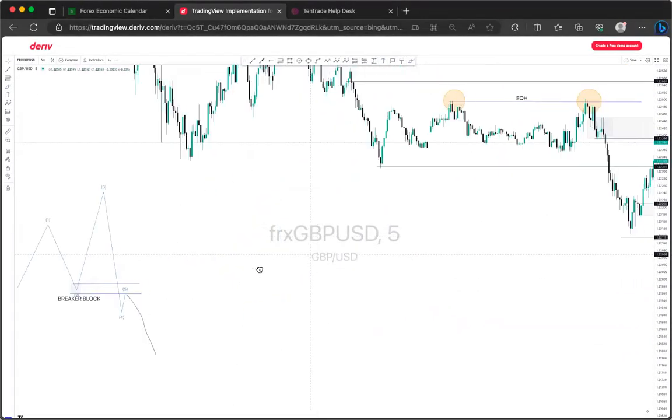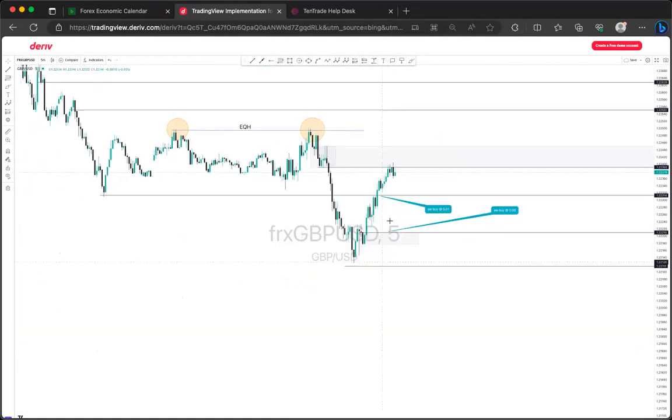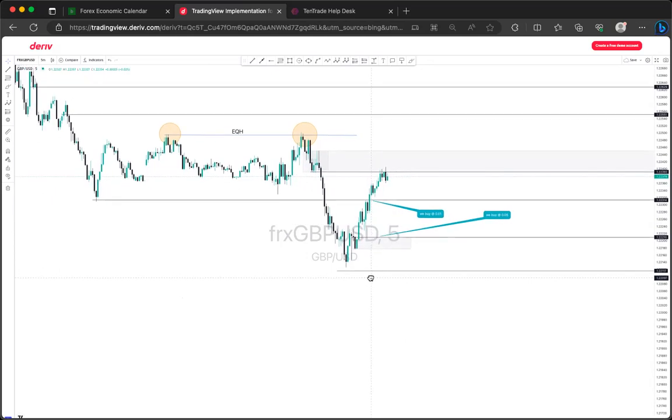So now, we have two types of breaker block. We have the bearish and the bullish. But same psychology, that's what we're actually going to be using. And it's already reacting on the other block. So this strategy is more or less simple, guys. It's a win-win.